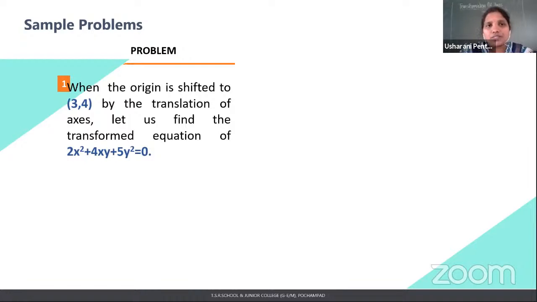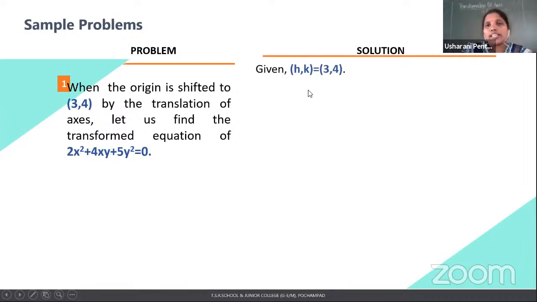When the origin is shifted to (3, 4) by the translation of axis, let us find the transformed equation of 2x square plus 4xy plus 5y square is equal to 0. Here we need to understand what is given. They have given the shifted origin, that is (h, k) equal to (3, 4), and they have also given the original equation. We need to find the transformed equation.